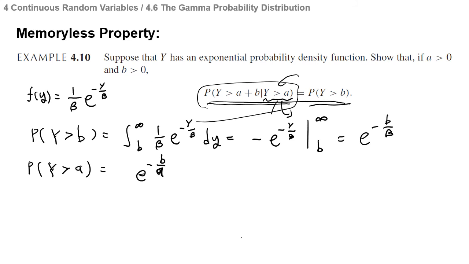Okay, and the probability of y greater than a plus b can also be calculated as e to the minus a plus b over beta.